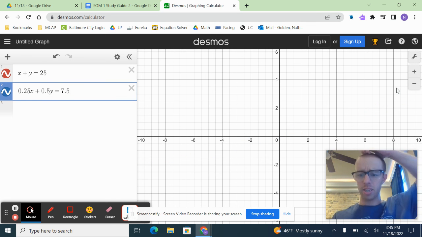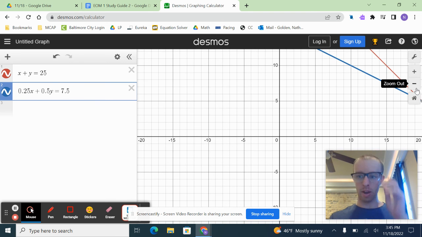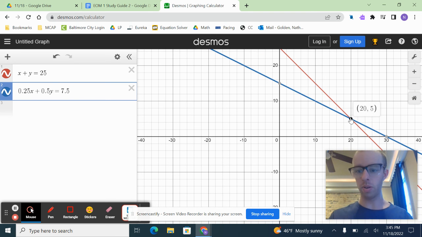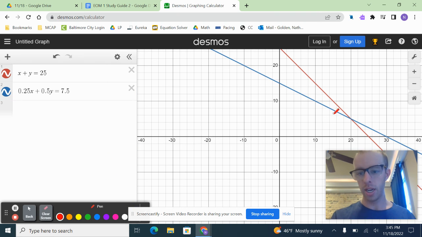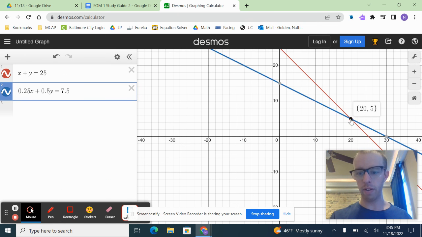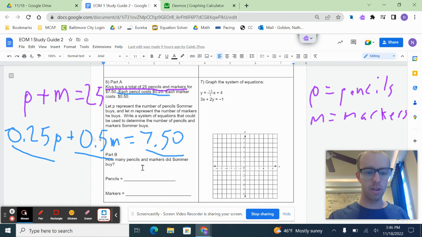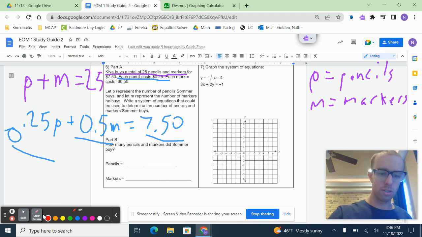I can't see anything. So that means I probably need to zoom out a little. My solution is always where they intersect. Now, the most important part is to know. Okay, they cross at 20 and 5. How do I know which one is which? Well, since X replaced the P and it's X comma Y, I know 20 is the pencils and 5 is the markers. So 20 pencils and 5 markers.